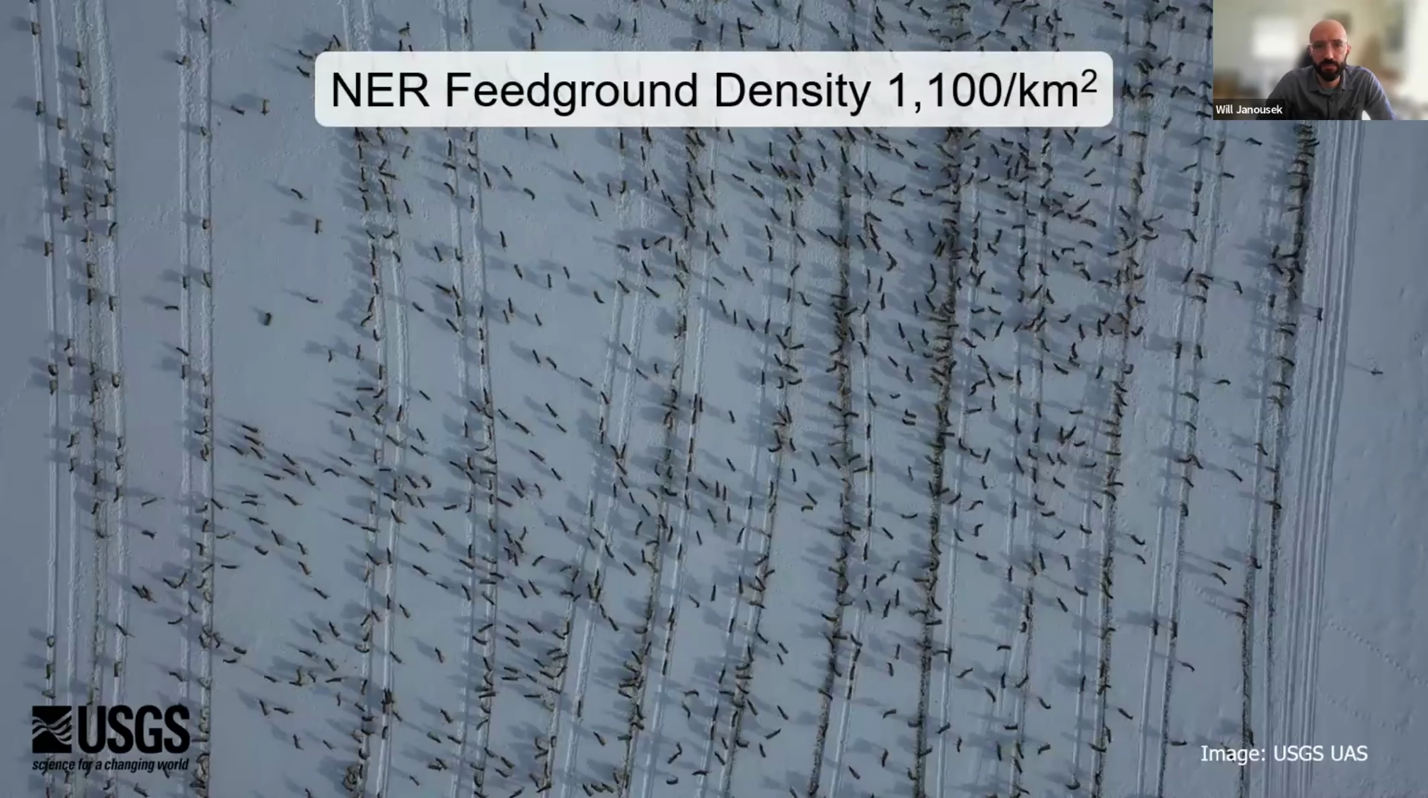Let me give you a little different picture of what these aggregations on the refuge look like. This is an aerial image, drone imagery, of elk on feed lines. These vertical lines here are the feed lines that the elk are using. Densities on the National Elk Refuge can reach over 1,000 elk per square kilometer.